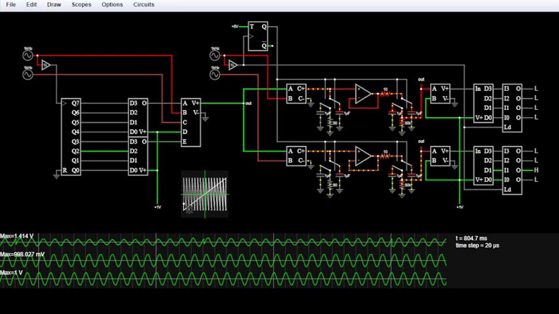That's a wrap for today's exploration of QAM-256 modulation and demodulation. I hope this video shed light on this essential technology in communication systems.